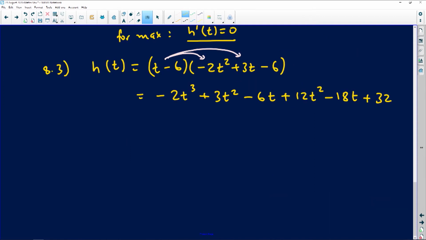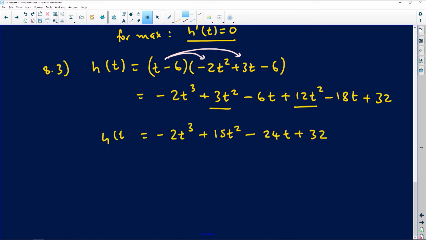So find what we call friends, aka like terms. Negative 2t cubed is a loner. And if you look closely, you'll agree with me that this guy and that guy are friends. You add 3 and 12, you're going to get 15, right? You're going to get plus 15t squared, and then minus 18 and 6 are friends. This is actually going to give you 24t, and we're adding 32 on this.